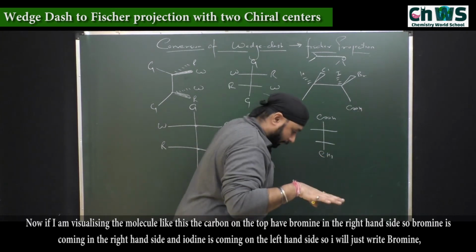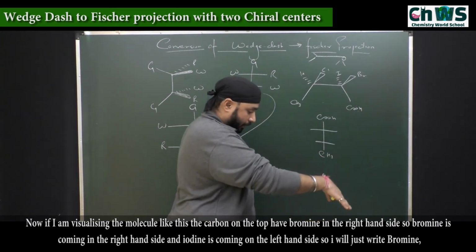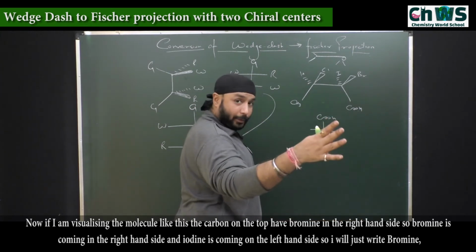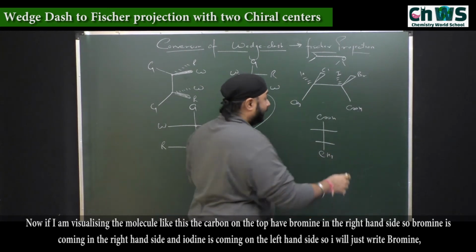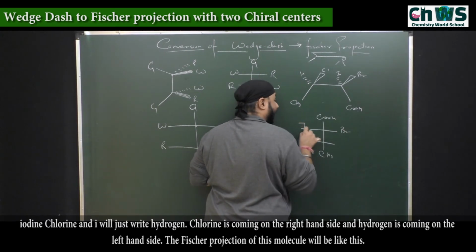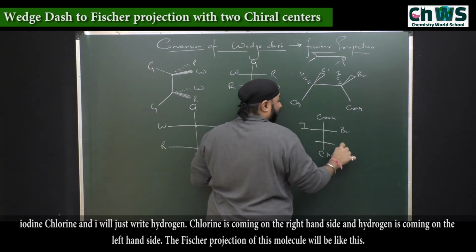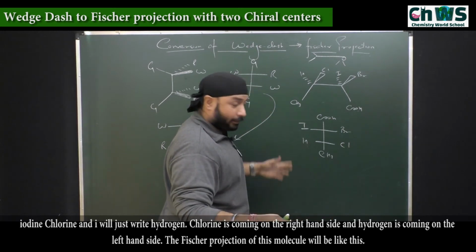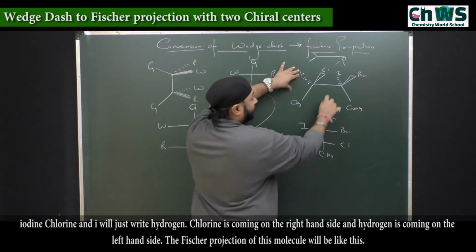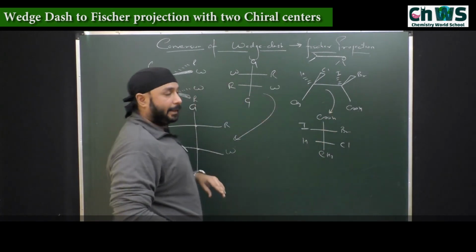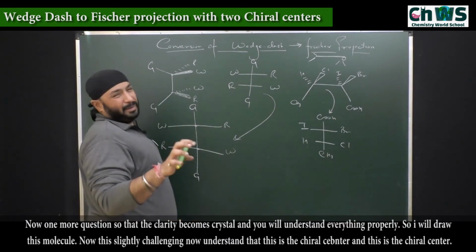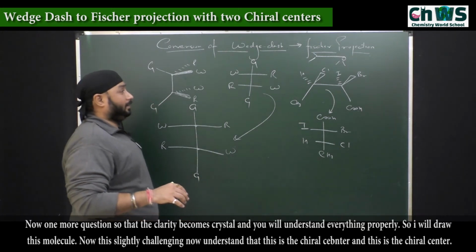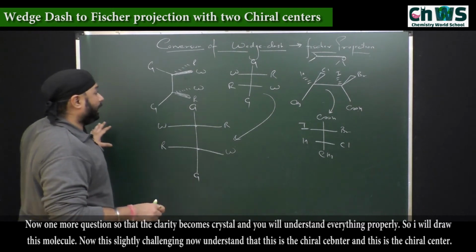Now if I'm visualizing the molecule like this, the carbon on the top will have bromine which is coming on the right hand side like this. So if bromine is coming on the right hand side, iodine is coming on the left hand side. So I'll just write bromine, I'll just write iodine, I'll just write chlorine, I'll just write hydrogen. As chlorine is also again coming on the right hand side, hydrogen will come on the left hand side. So the Fischer projection of this molecule will be like this. Getting it? Now one more question so that the clarity becomes crystal and you will understand everything properly.